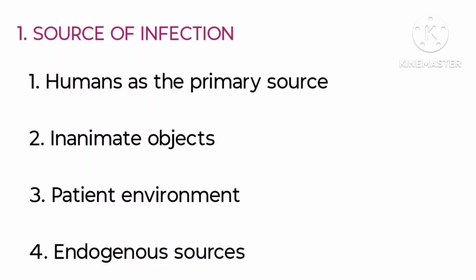Now we'll see which are they who can spread infection. For example, patients, healthcare workers, and visitors can all transmit infection. This is why hand hygiene is important before and after touching the patient. Second one is inanimate object. Inanimate objects are the objects which are nearer to the patient. For example, medical equipment, bed linens, and even medications can become contaminated if not handled properly. This is why disinfection and sterilization is very important.